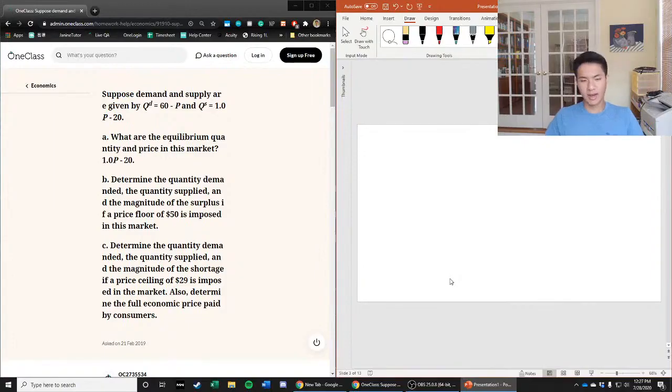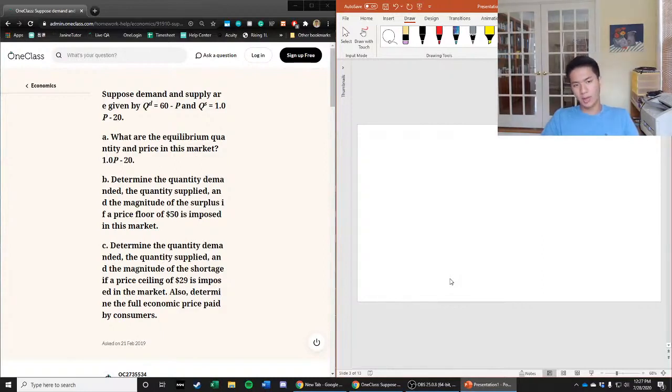Next question says, suppose demand and supply are given by the function QD is equal to 60 minus P and QS is equal to P minus 20. And part A says, what are the equilibrium quantity and prices in this market?